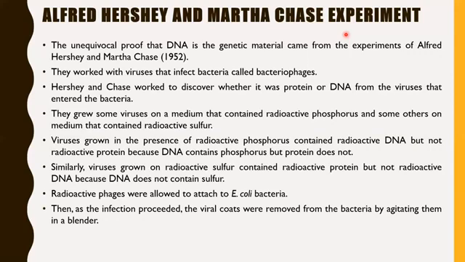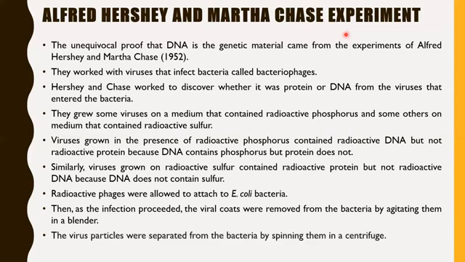After the completion of the infection process, they separated the viral particles from the bacterial cell surface by a process called agitation, also called blending. Agitation means shaking by using an instrument called a blender, and the process is called blending. After that, the viral particles were separated from the bacteria by spinning them in a centrifuge.